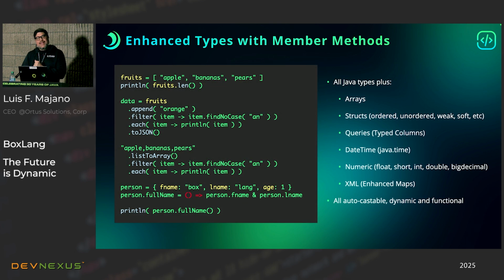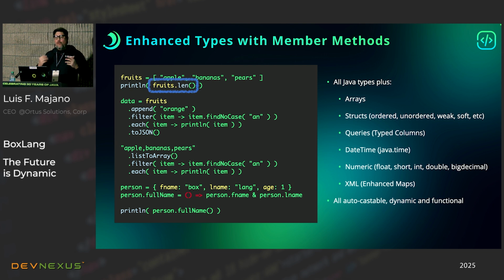We also have enhanced types and member methods. So this means that you get the whole gamut, or plethora, of types that you have in Java, but we have enhanced types. We have our own versions of arrays that are very simple to use, and you can have array literals defined everywhere, as you can see defined here, with member methods for those array literals. You can do structs, which, like I said, are basically case-insensitive maps. You can have them ordered, unordered, weak, soft, just like in Java, very easily.